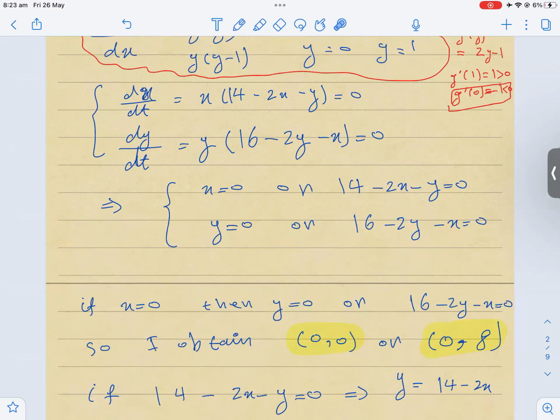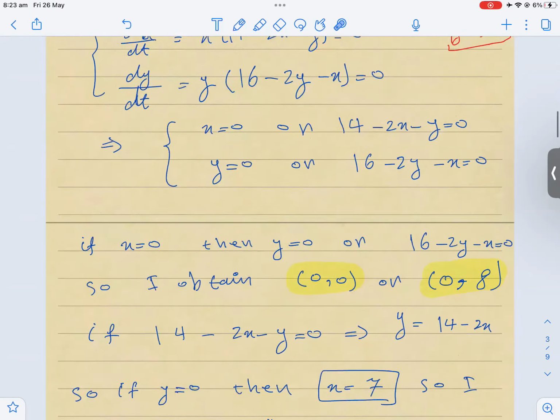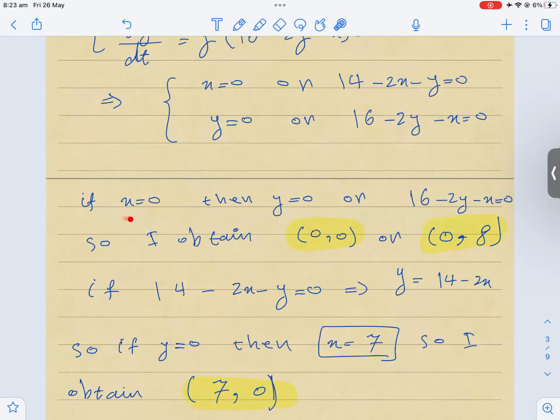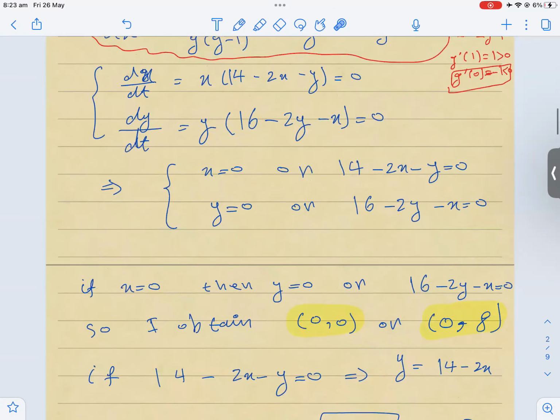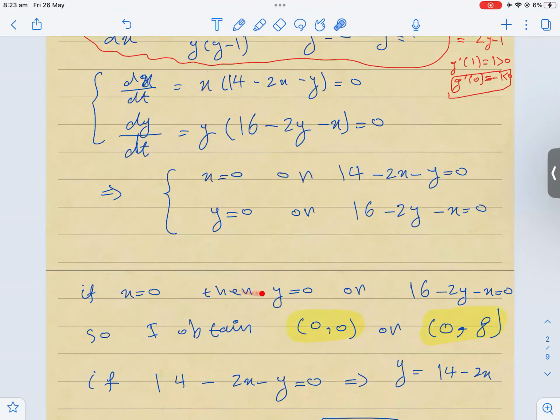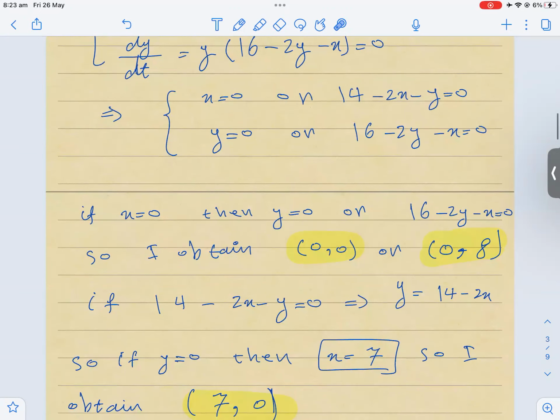You might see slightly different in the tutorial solution. X equals 0, and y equals 0, then I start with this guy, this guy. So x equals 0 and 16 minus 2y minus x. If x equals 0 here, then 16 minus 2y equals 0, so then y will be 8. That's why I have written 8 here.